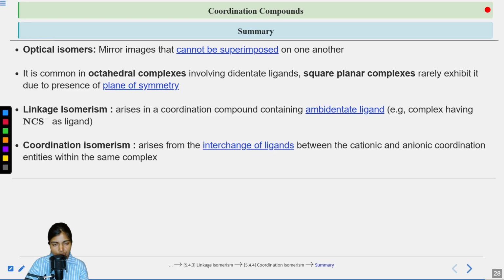Lastly, we covered coordination isomerism, which arises from the interchange of ligands between the cationic and anionic coordination entities within the same complex. So in the same complex, if the ligands interchange and form bonds with the central metal, changing their positions between the cationic and the anionic coordination entity, then coordination isomerism is shown by that complex. So this is the summary of the content we have covered today.